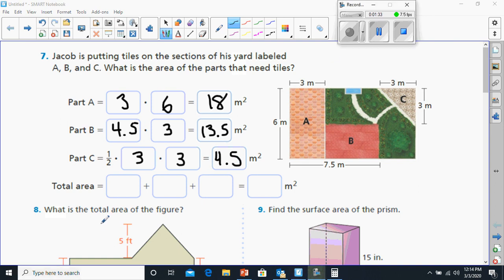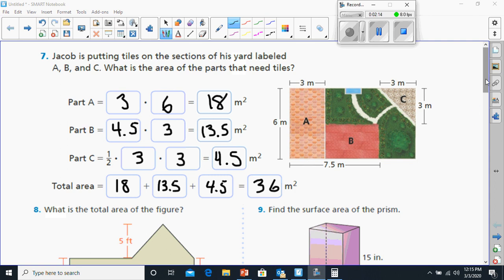Now we have to add these all together. We've got 18. We've got 13.5. And we got 4.5. Well, I know 5 and 5, that's going to be 0. Carry the 1. That's going to make this, let's see, one more. So that's 9, 10, 11, 12, 13, 14, 15, 16. So that's going to give me a 6. Carry the 1. That's going to be, looks like 36. So the area of the parts that need tile will be 36 meters squared.